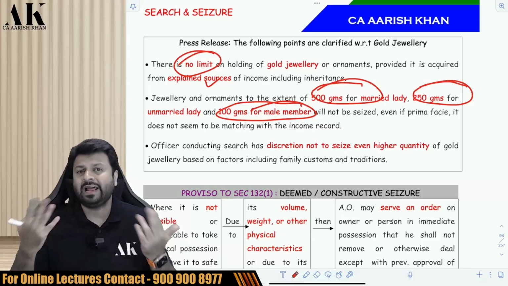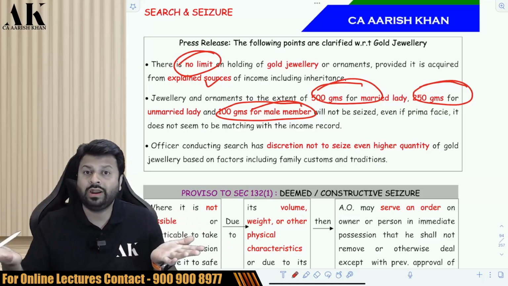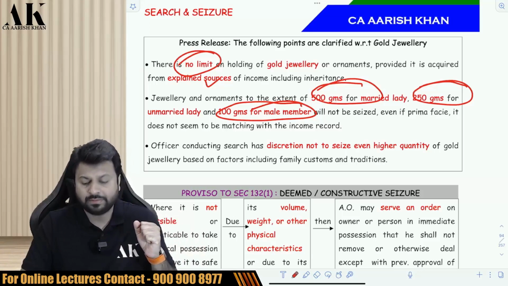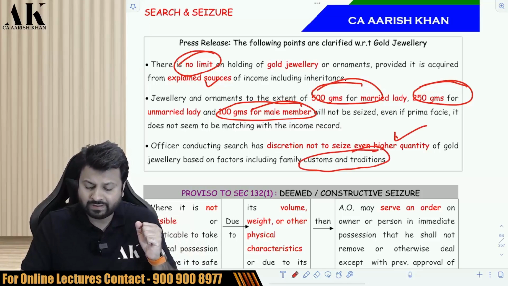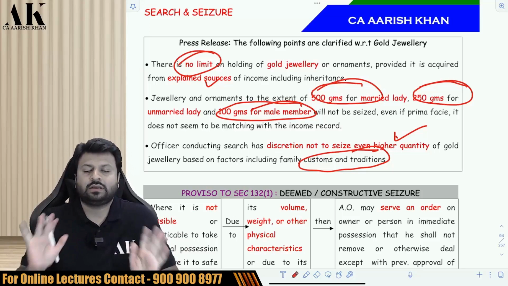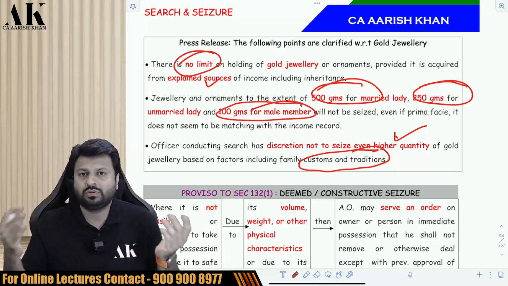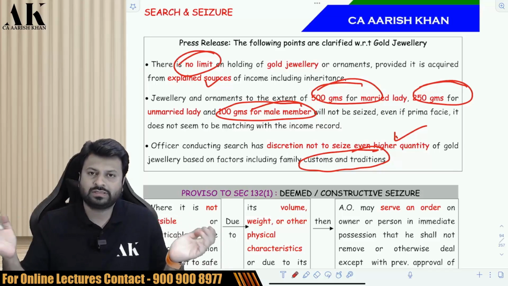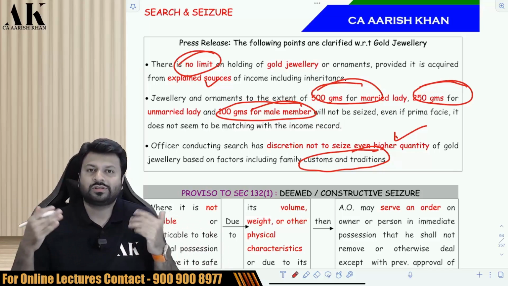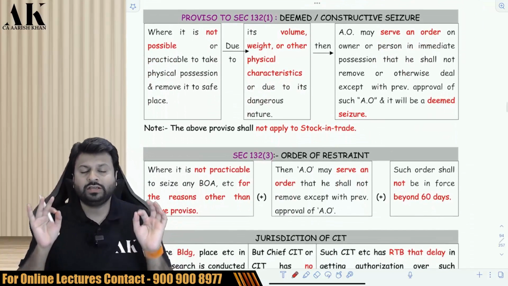But in reality, if your capacity is more, if there is a custom and tradition to keep more gold, then depending upon the facts and circumstances, depending upon your family customs and tradition, even a higher quantity of gold can be exempted by the officer. That depends upon the facts and circumstances of every case. Suppose you are Mukesh Ambani, Ratan Tata, or the Infosys family, then obviously these limits look very small for you. So the government can give you a higher limit in that case.